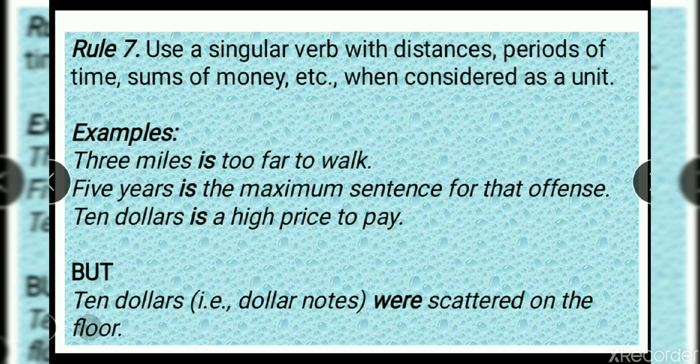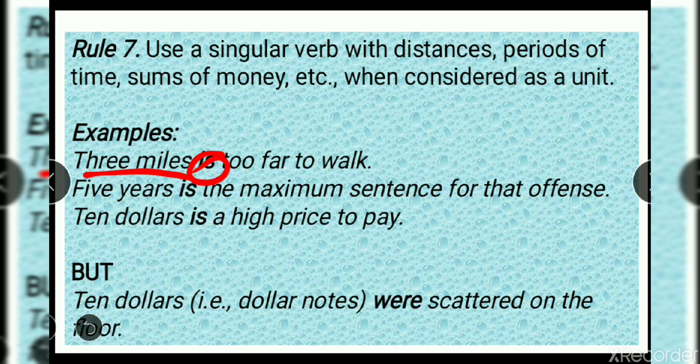In rule number 7, we will see that when plural nouns explain a specific amount or sum or distance or quantity. Now rule number 7: when plural nouns explain a specific amount or sum or distance or quantity, time or period, then as a whole the verb should definitely be singular. Like, for example, 3 miles is too far to walk.